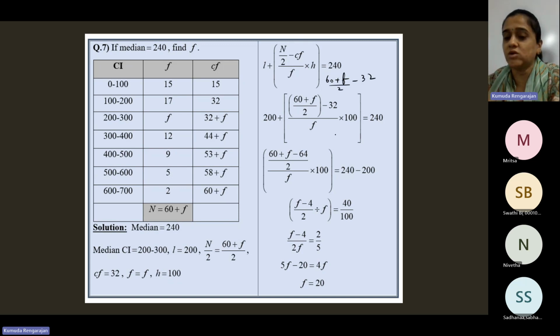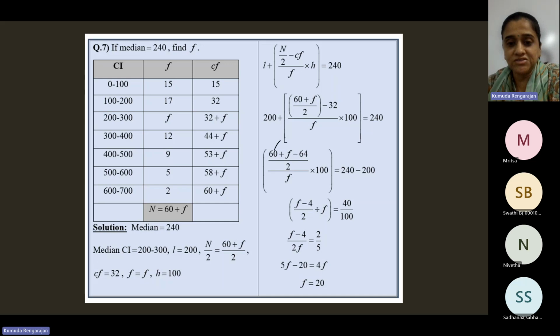How do you do this? You should take the common denominator, no? LCM. 2 is the common denominator. So see here, the whole thing by 2. So you'll get 60 plus F here. And this is like by 1, no? So you should multiply by 2 to get common denominator 2. So it will become 64. LCM, correct? So that's how we get (60 plus F minus 64) by 2 by F into 100.